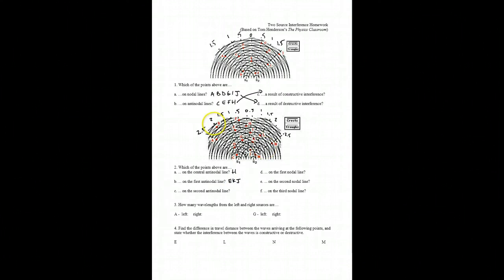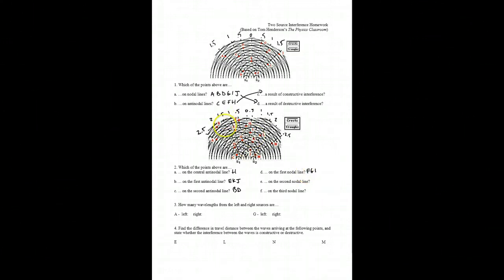The second antinodal line, we have B and D, and that's it. There's nothing else. Sorry, B and D. On the first nodal line, that's 0.5, we have F and G and I.